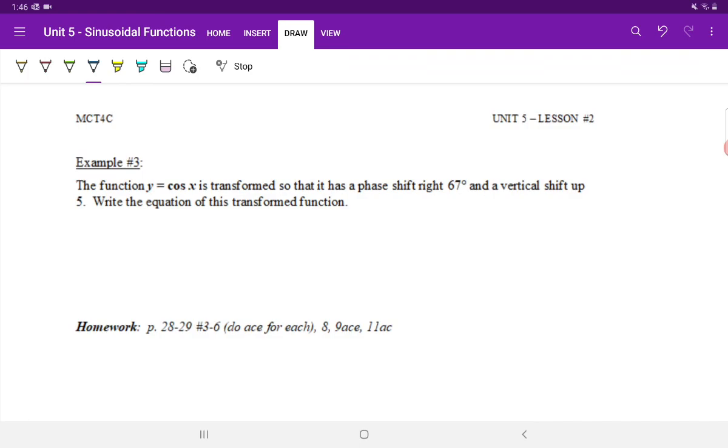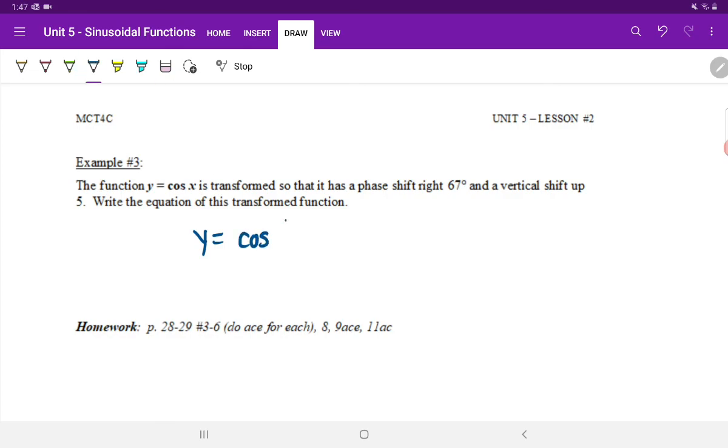The function of y equals cos x is transformed so that it has a phase shift right 67 degrees and a vertical shift up 5. Write the equation of this transformed function. No problem, right? So now we're just going backwards. So let's write out the general form. You always want to write out the general form here. Oh, and it's cos.